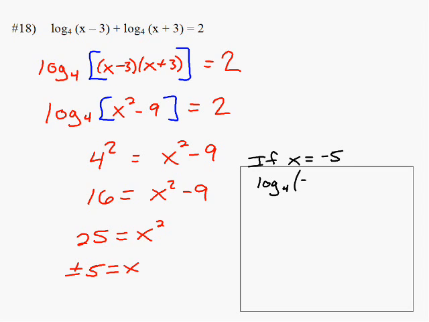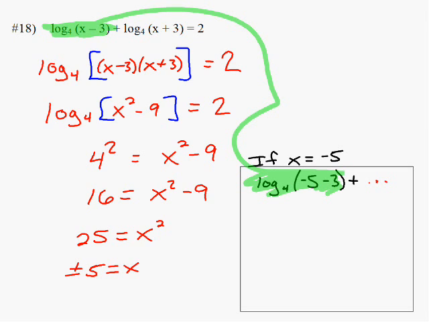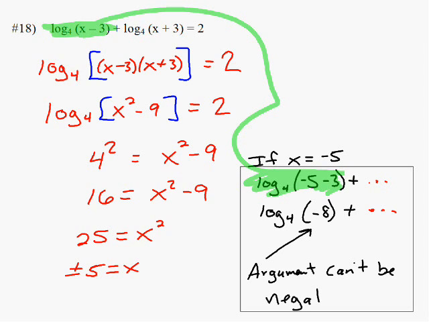Let's just focus on the beginning of our logarithm. The log base 4 of x minus 3. If you put the negative 5 in for x, you're going to end up with log base 4 of negative 8. Your argument must be positive. Since it's negative in this case, that means negative 5 is really not one of our answers. Our answer is only positive 5.